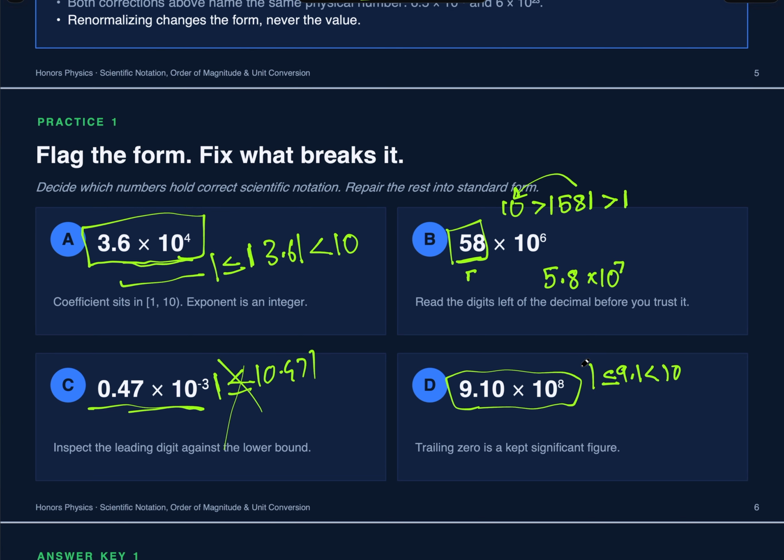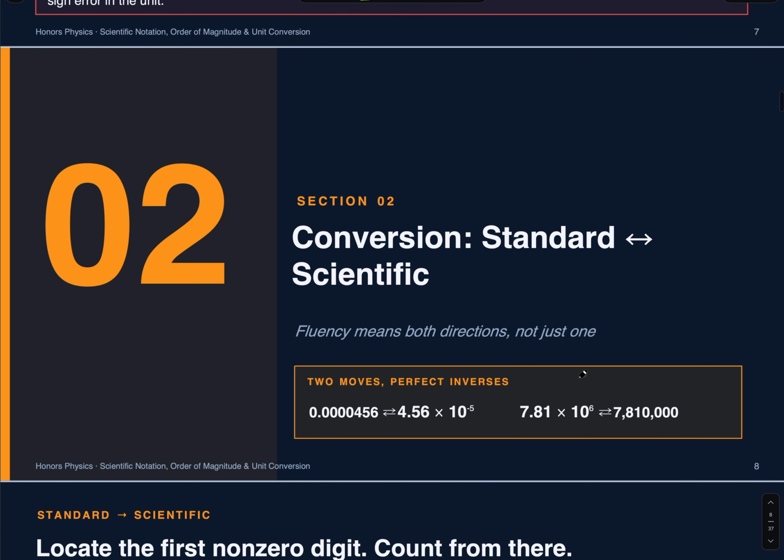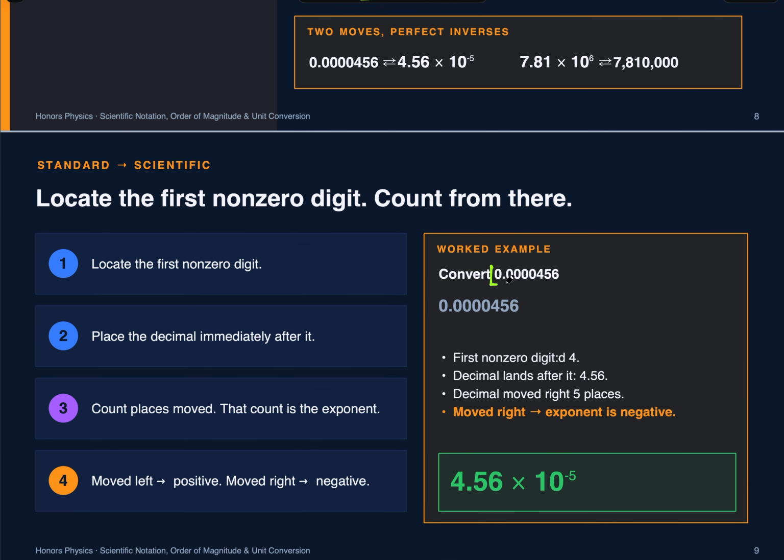Now let's go over how to convert between standard and scientific notation. Assume you're given something like this: 0.0000456. How would you convert this to scientific notation? First, I locate the first non-zero digit. So 1, 2, 3, 4, 5. This one, 4. And how many steps is that? That's 5 steps to the right of the decimal point. I place the decimal immediately after it.